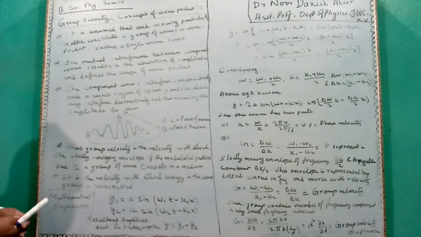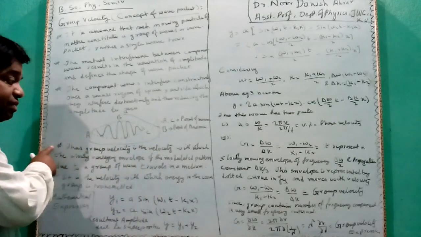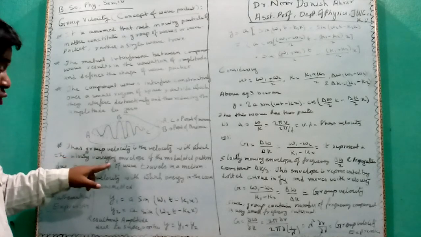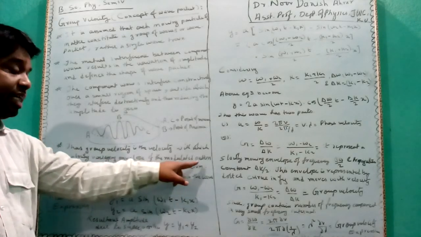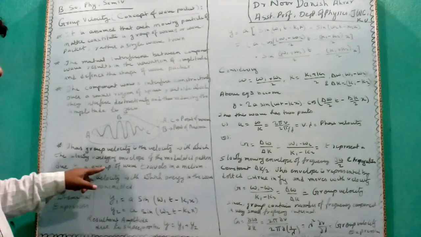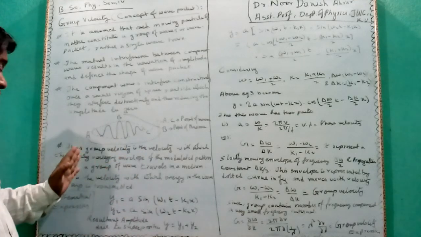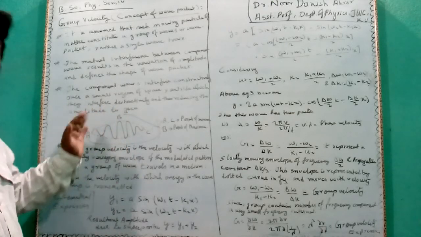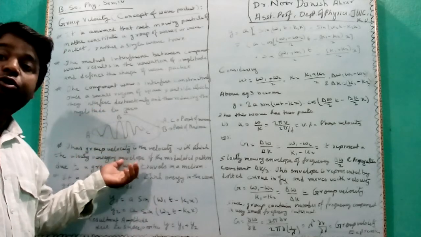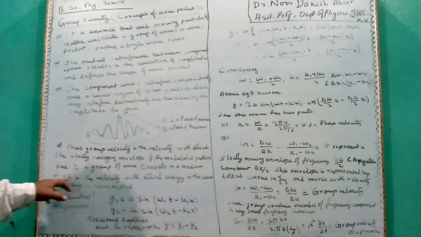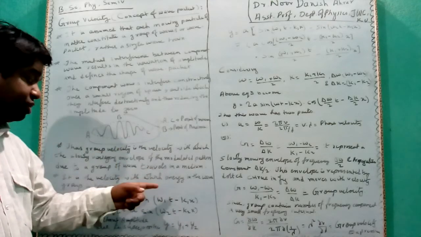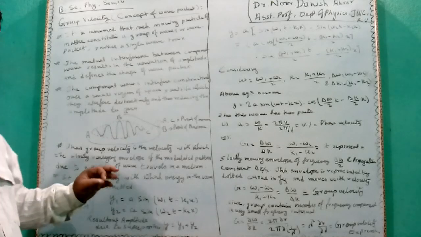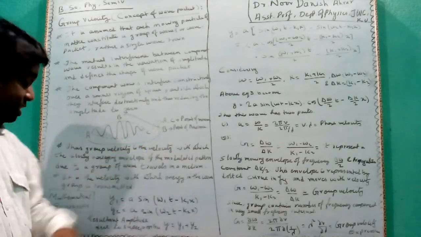Now, the group velocity is defined as the velocity with which the slowly varying envelope of the modulated pattern, due to a group of waves, travels in the medium. Here, how the wave pattern moves as an envelope defines the group velocity. It is also the velocity with which the energy in the wave group is transmitted, meaning how the energy gets transmitted.